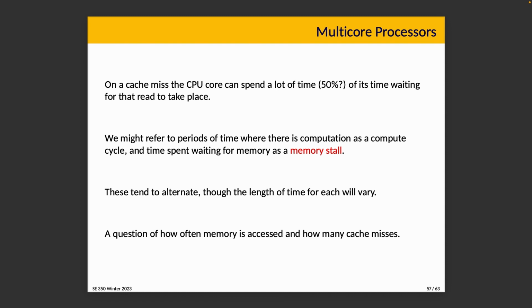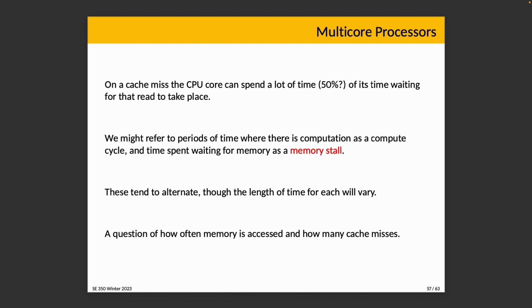So on a cache miss, as we've discussed more than once now, a CPU core can spend a lot of time waiting for that read to take place. And so we might refer to periods of time where there's computation as compute cycles and time spent waiting for memory as a memory stall. Why a stall? Because we can't move forward, we're waiting for memory. And this tends to alternate. We'll do some stuff, we'll have a cache miss, we'll wait, we'll get what we need, and then we can continue, but there will again, at some point in the future, be another cache miss, and we'll get stuck again.